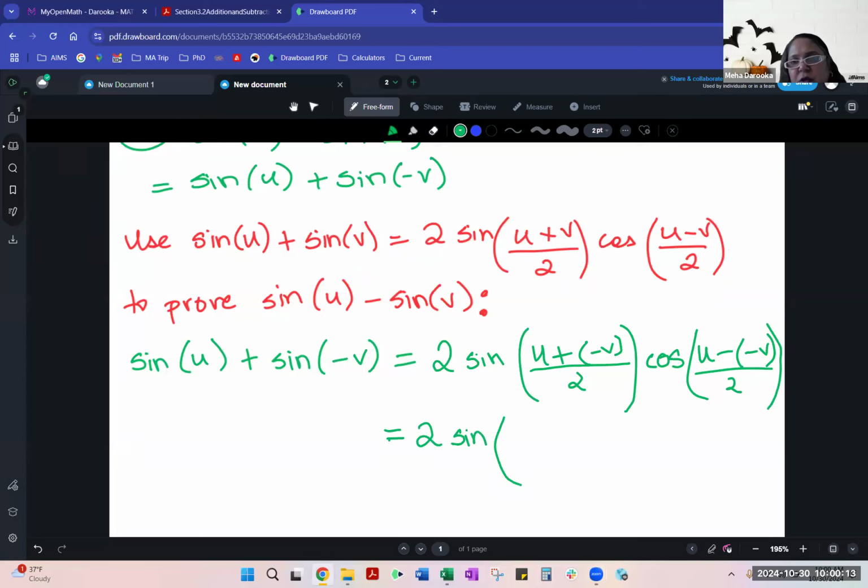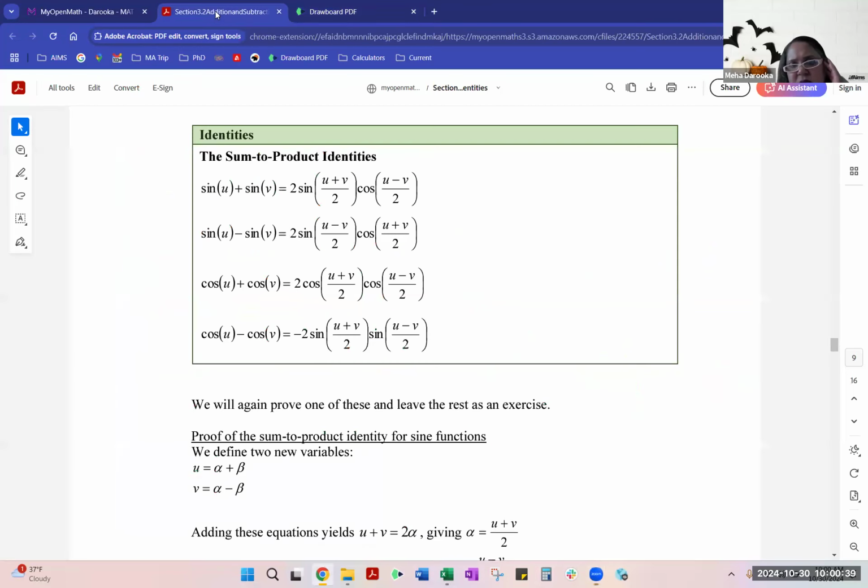So you have u plus negative v, so of course positive and negative becomes negative. So you end up with u minus v divided by 2. And then for the cosine function, we have u minus negative v, so of course negative and negative becomes positive. So you end up with u plus v divided by 2. And I think in the identity, is that order the same or is it switched? Is cosine in the front? No, they do have sine as the first function and then cosine.